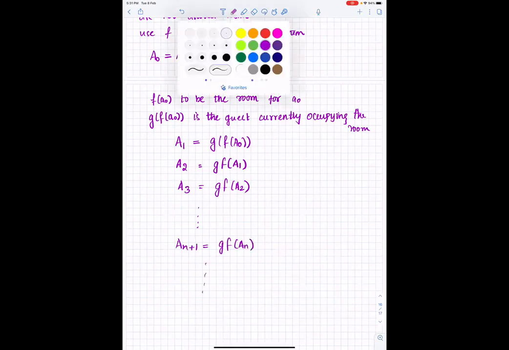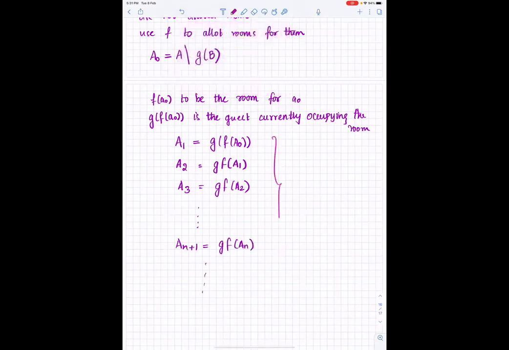So what does this signify? These people are the guests who are displaced by our adjustment process. What we are trying to do is come up with a bijection. In the process, we have displaced a few of them, not all of them, but some of them.